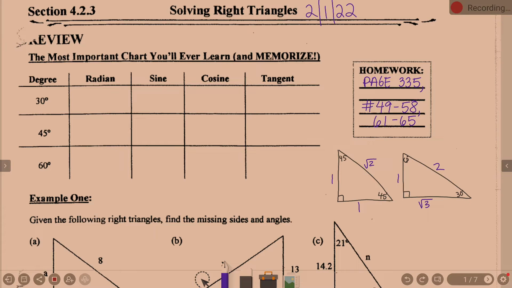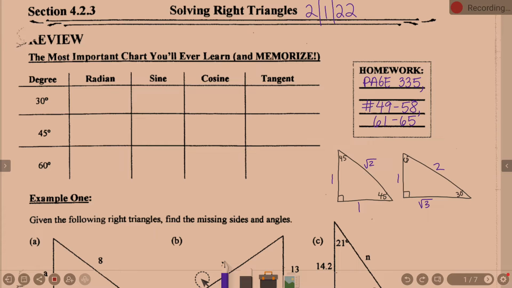Remember the 45, 45, 90? My legs are equal, so 1 and 1. The hypotenuse is square root of 2 times the leg. 30, 60, 90? My short leg is 1. The hypotenuse is twice that, and the long leg is square root of 3 times that.